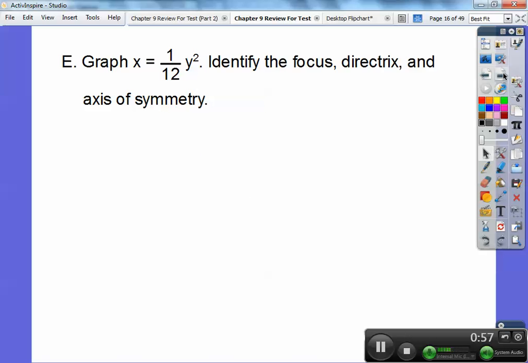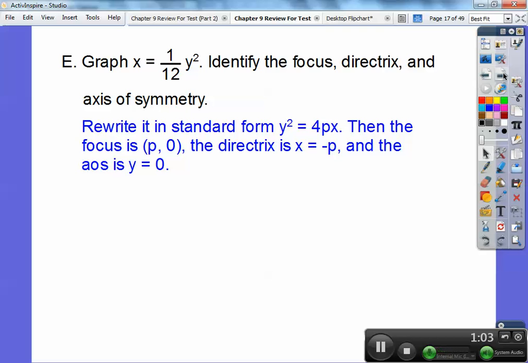All right, so now this is a parabola. We're going to graph this parabola right here. Identify the focus, directrix, and axis of symmetry. So we're going to rewrite it in standard form. It looks like this, y squared equals 4px. So I'm going to multiply both sides by 12.